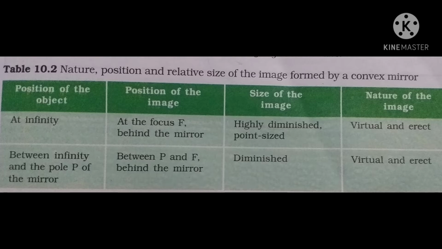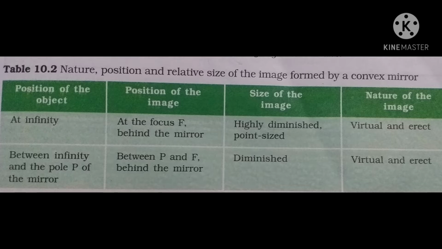Okay, in our previous class we studied the image formation by a concave mirror. Now we'll do the image formation by a convex mirror. For this we consider only two positions of the object. First is when the object is at infinity, and the second position is when the object is at a finite distance from the mirror.